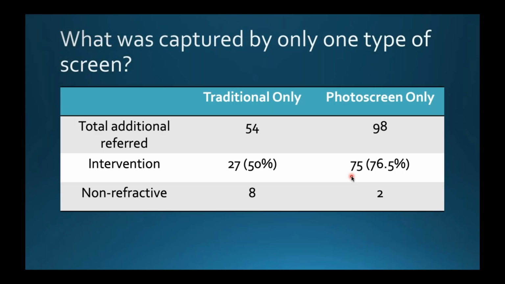And of those, the non-refractive diagnoses, there were 8 children in the traditional screen and 2 in the photo screen. What I mean by a non-refractive diagnosis is their decreased vision could not be explained just by needing a pair of glasses.